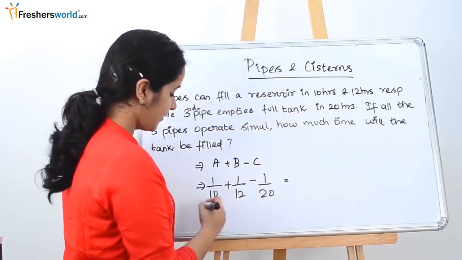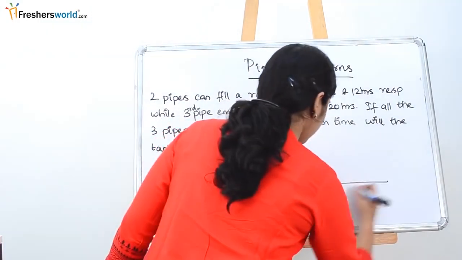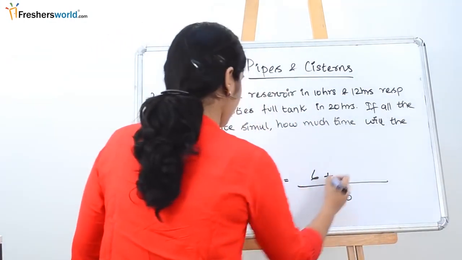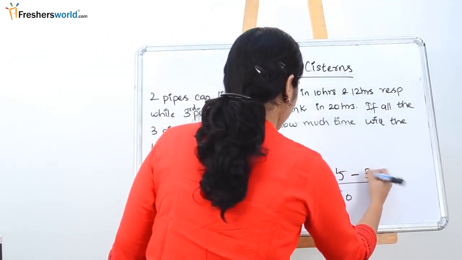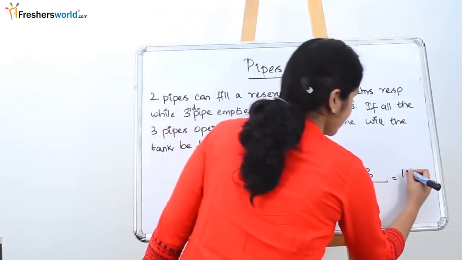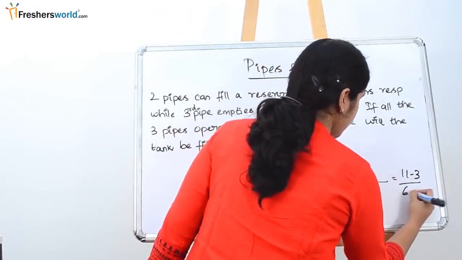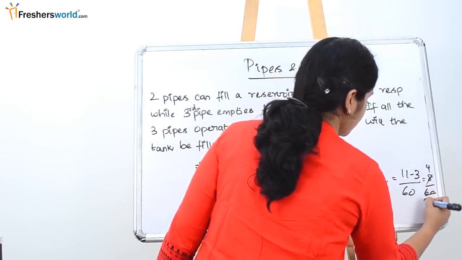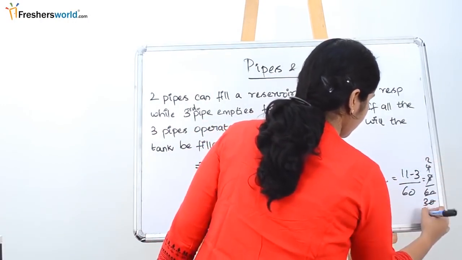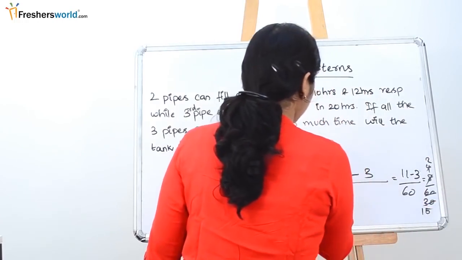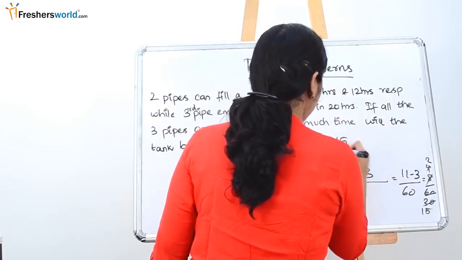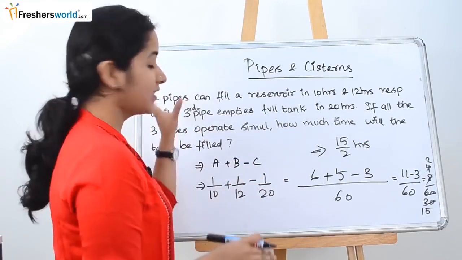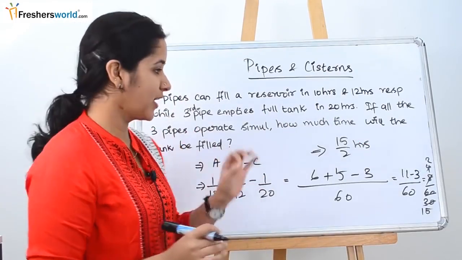The LCM of 10, 12 and 20 is 60. So take 60 as common. 10 goes 6 times, 5, minus 3. So 6 plus 5 is 11, 11 minus 3 is 8. So it's 8 by 60. Solve it: 4, 30, 2, 15. So it is nothing but 15 by 2 hours. 15 by 2 hours is the time taken by the three pipes together to fill the tank.